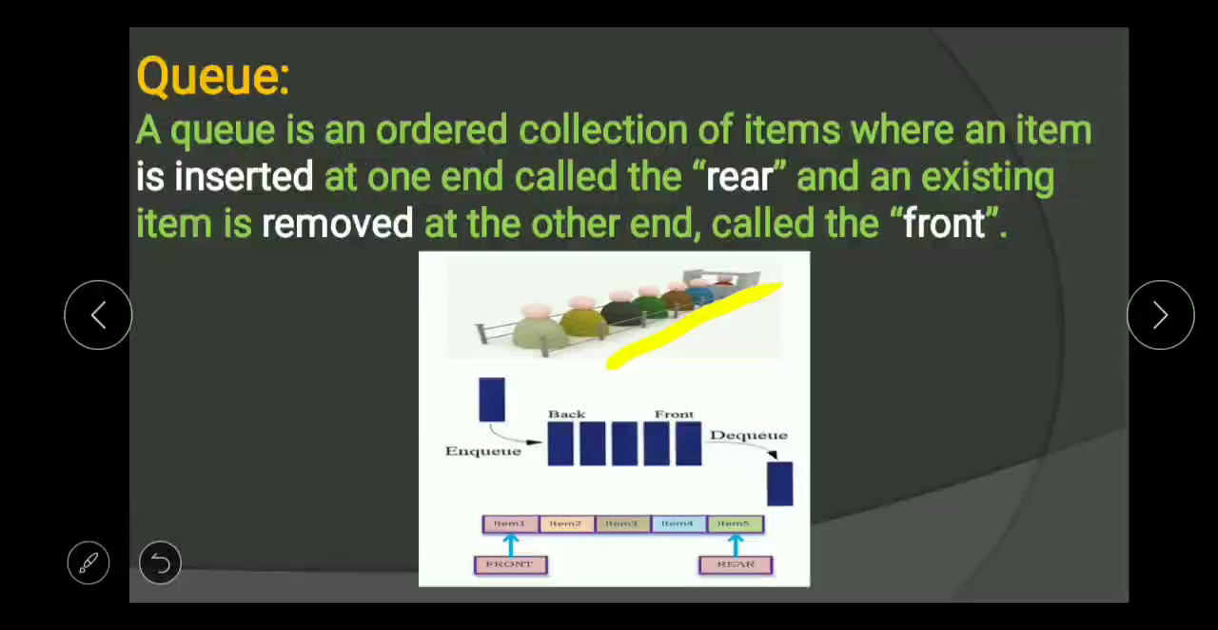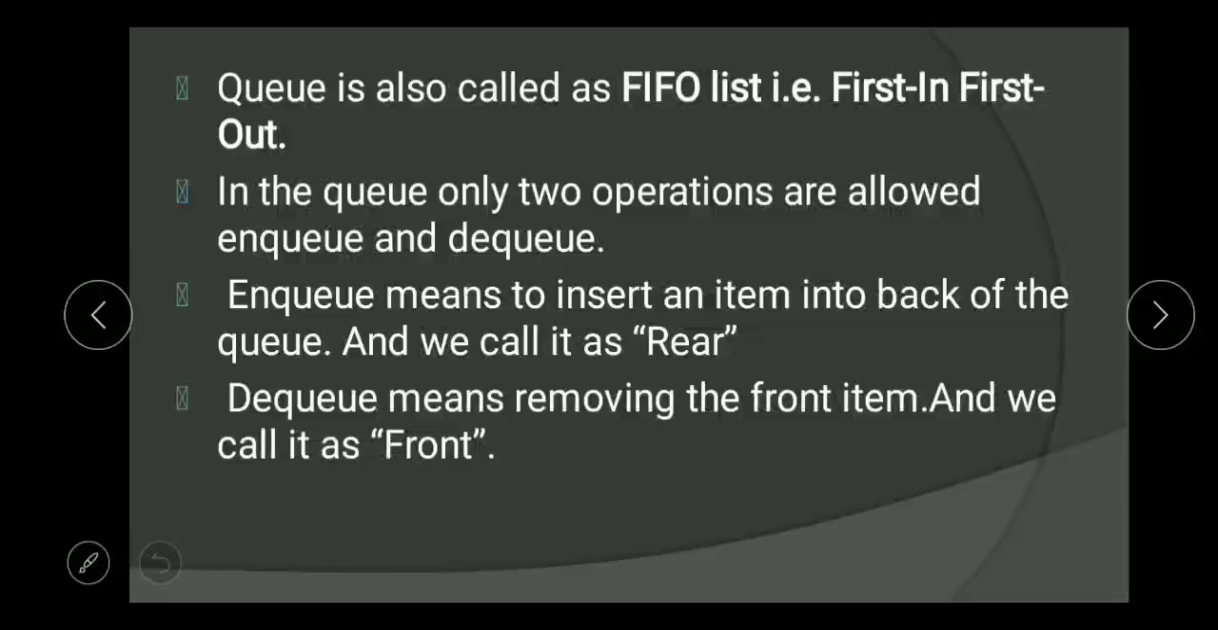Who enters or stands first in the queue will be served first, and then the second, third, fourth person will be served the tickets. In the queue this funda is known as FIFO. A queue is called FIFO, first in, first out.